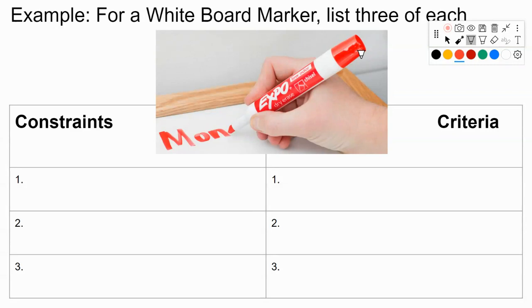So the first one is a standard object in a classroom. It's a whiteboard marker. So we're looking at the Expo marker. In terms of constraints, what would be some of the required features of a whiteboard marker? If you're going to make a new whiteboard marker, what does it have to do? And then on the other side, how could we rank if we have 3 different whiteboard markers? What features could be used to figure out which whiteboard marker is, quote, the best marker? So again, just 3 each. You guys can fill that in.